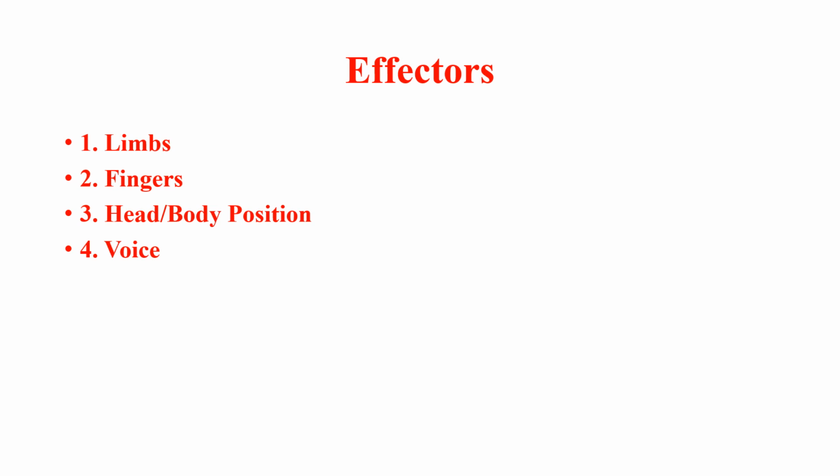Next, effectors. So there are four types of effectors: limbs, fingers, head or body position, and the fourth one is voice. So let us see one by one. The first effector is limbs. If you want to interact with the system, then limbs are always used. Limbs are used while interacting with the system. When the user or the person is interacting with the system, at that time he is using the limbs.